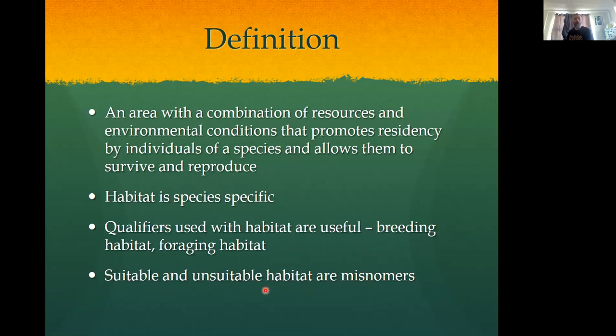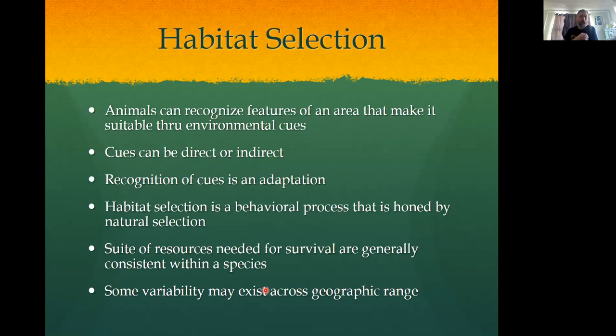So let's try to get away from using that idea and stick with things like breeding habitat and foraging habitat, and understand that habitat is by definition suitable. It has to be, or it's not habitat. Now, how do animals find habitat? The notion of habitat selection here is actually pretty complicated. They're going to use a variety of what we want to call environmental cues. These cues can be direct or indirect, but they're some indication of what a habitat might be usable for, or if it's not habitat at all.